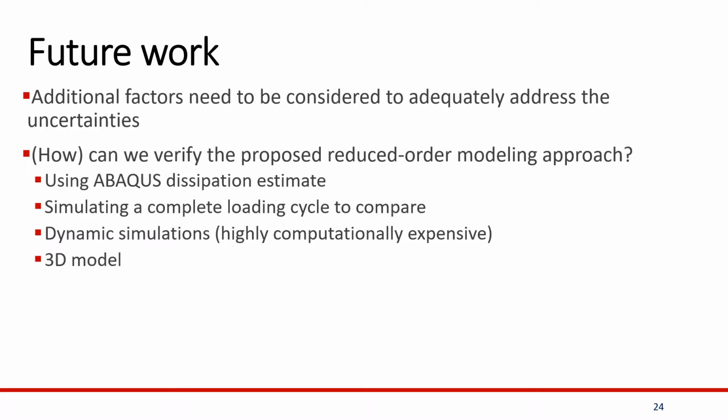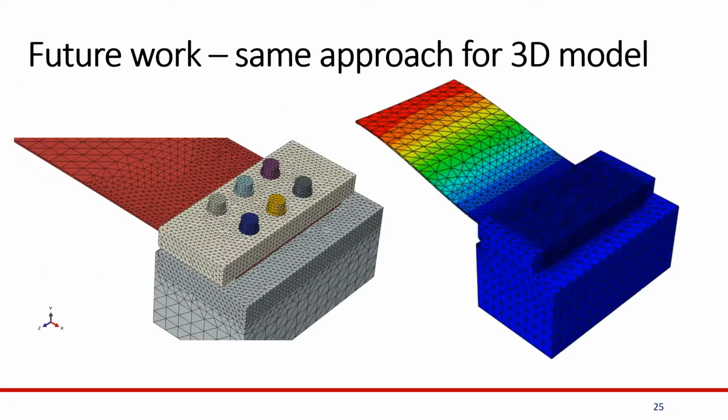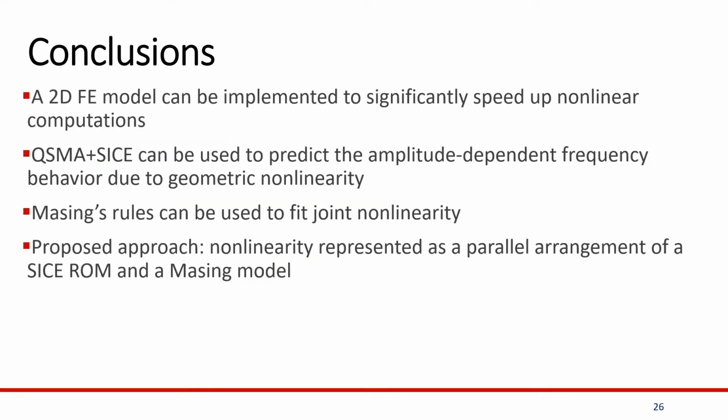Next, we can use the 3D model for comparison as well as experimental results in the future. This slide shows the 3D model being used. As can be seen, we need a very fine resolution near the bolts in order to capture friction. So what we did was use the symmetry boundary conditions and only model half the entire geometry in order to save computation cost.